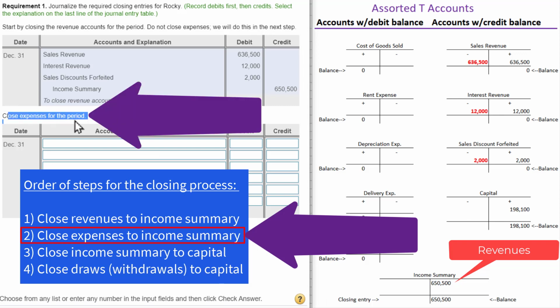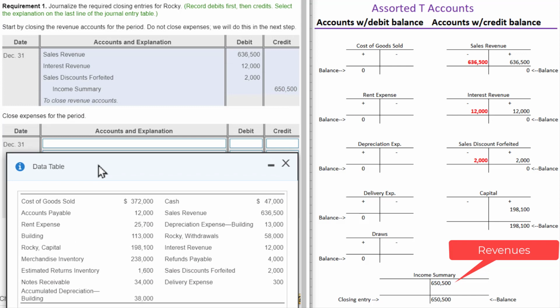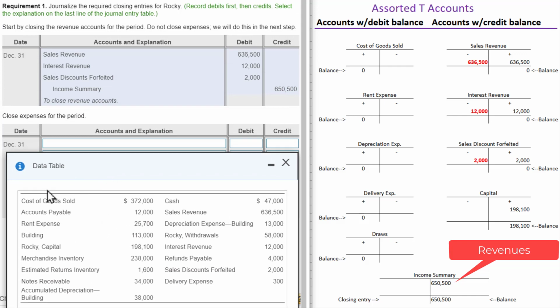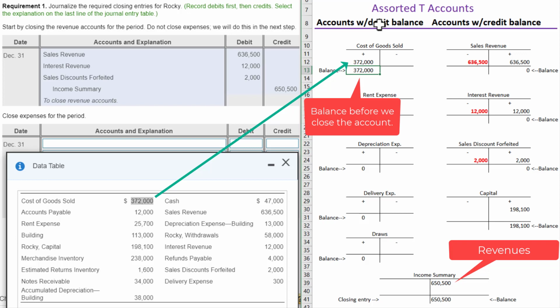Next, we need to close our expenses for the period. So let's open up our chart of accounts, or this data table, I should call it. Starting from cost of goods sold, let's find our first expense. Now a lot of students forget the cost of goods sold is an expense. It's the only expense we have that does not have expense in the title. Therefore, a lot of students forget that. So cost of goods sold is an expense. So I'm going to put the $372,000 on the positive side, because that's where the normal balance is. So our balance in COGS is 372,000 before we close.